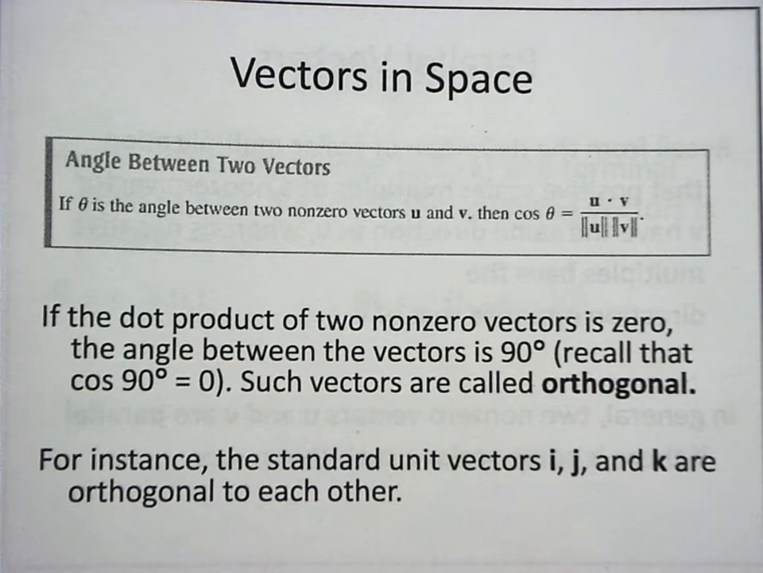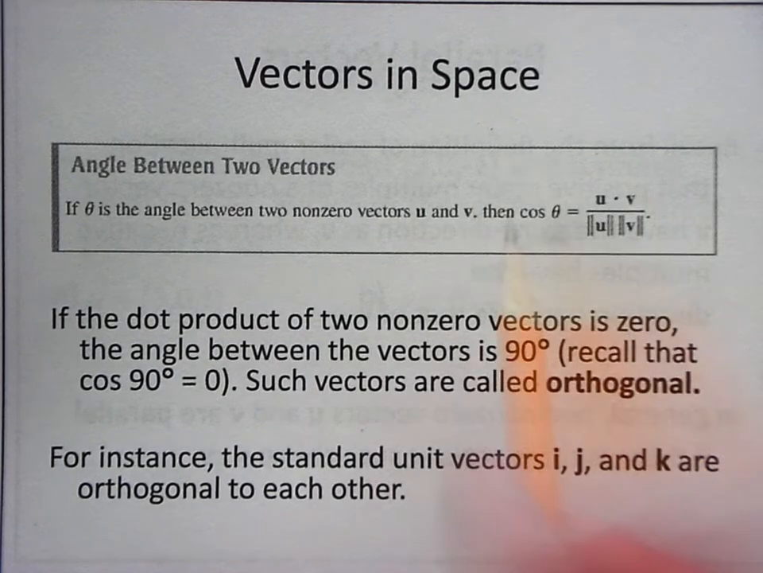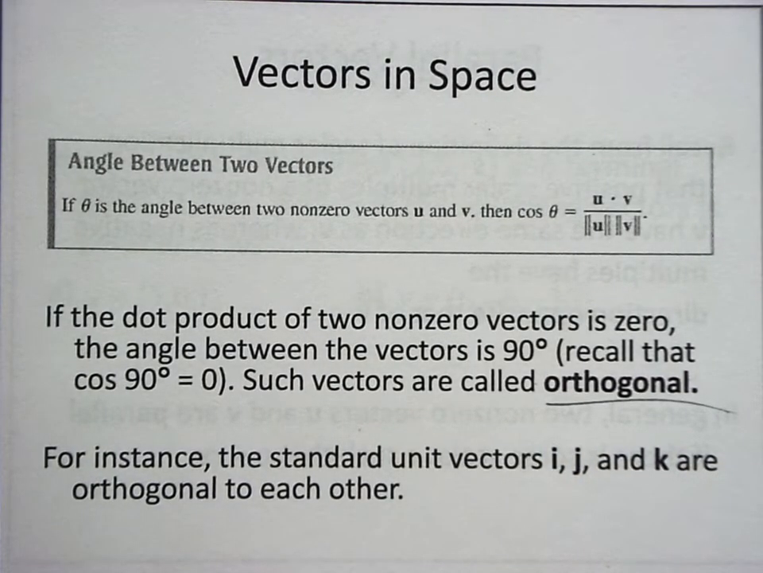It might not be the horizontal xy plane, it might not be the yz plane, but it's going to be some plane. So as far as the angle between them, the formula is exactly the same. You dot the two together, divide by the product of their magnitudes, and then take the inverse cosine to find the angle. And for the same reason, since cosine of 90 is equal to 0, if u dot v is 0, that means the vectors are orthogonal to each other. They're at a 90-degree angle.